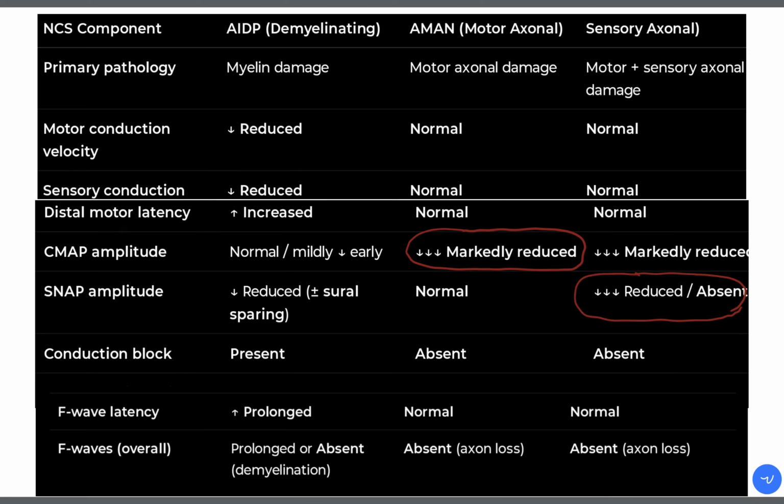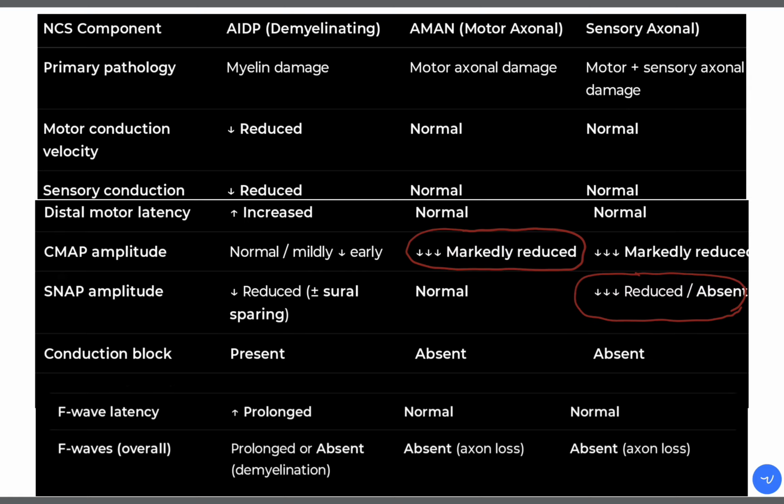Then one part is distal motor latency. Again, if you can just visualize that there is a peripheral nerve whose myelin is damaged. For the action potential to reach from point A to point B, if there is damage to the myelin, the conduction will take more time to reach point B. Therefore, there will be a prolonged distal motor latency. So the time taken will be more. Understood? But here it will be normal because the myelin is intact. Just the axon is damaged, but the voltage gated sodium channels are still present. So the action potential will still reach in its own time.